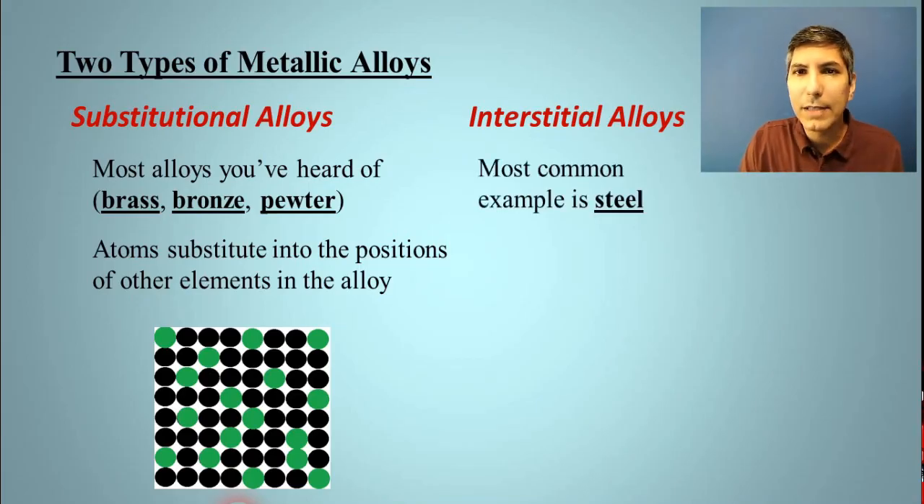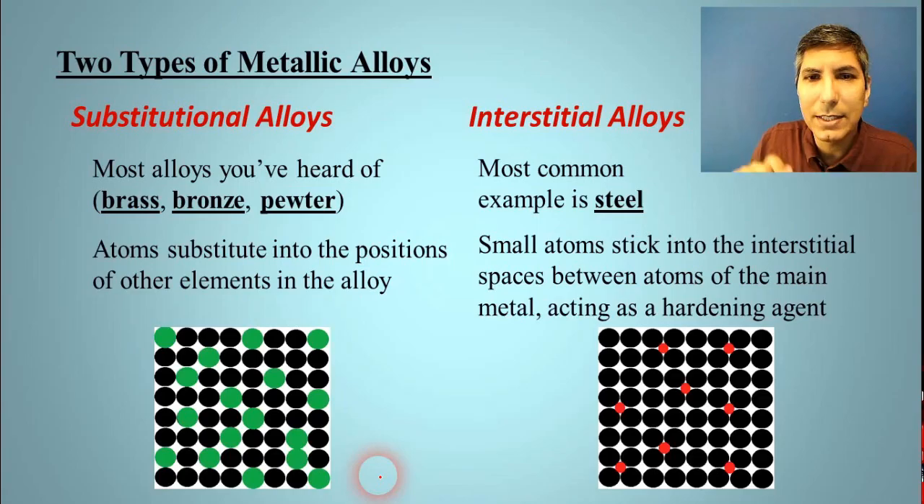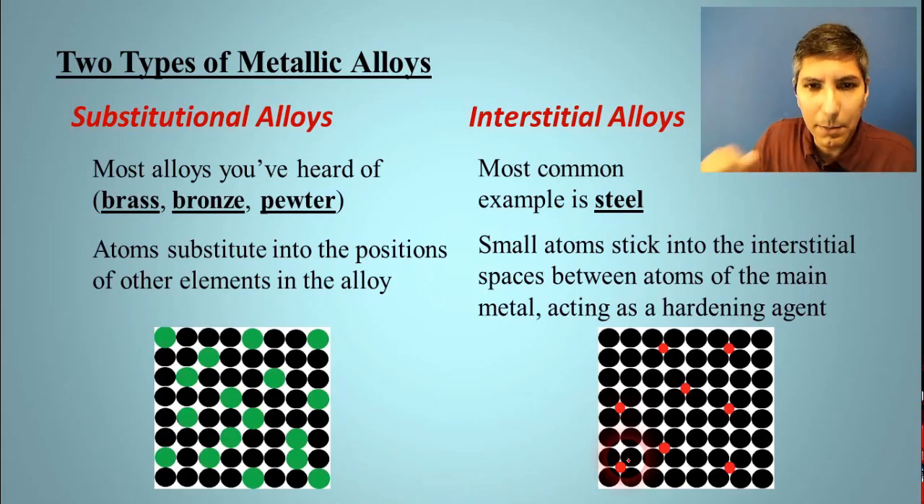Now, another type of alloy is called interstitial alloys. Now, the most common example of this is steel. And the way interstitial alloys work is you have little smaller atoms that stick into the spaces between the atoms, what are called the interstitial spaces. And they act essentially as a hardening agent to keep these different layers from slipping. They're able to be basically stuck in place. It acts as a hardening agent.